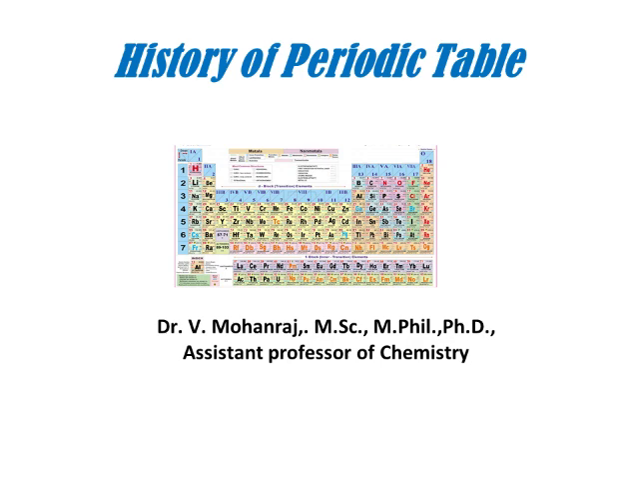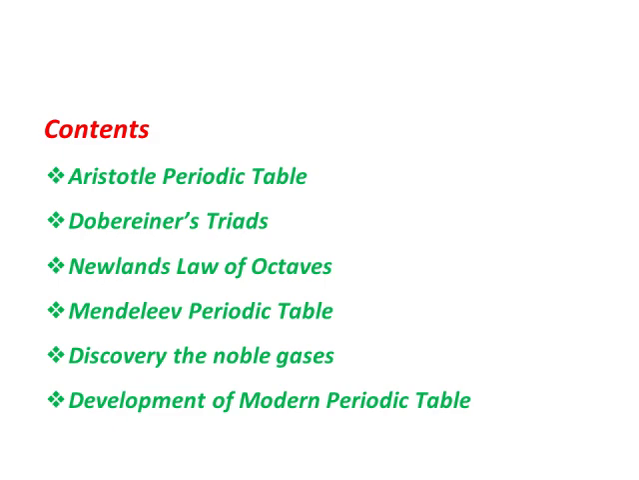Dear students, today we are going to discuss the history of the periodic table. The history of the periodic table covers the Aristotle periodic table, Döbereiner's triads, Newlands' law of octaves, Mendeleev's periodic table, the discovery of noble gases, and the development of the modern periodic table. These topics are very important to the history of the periodic table.